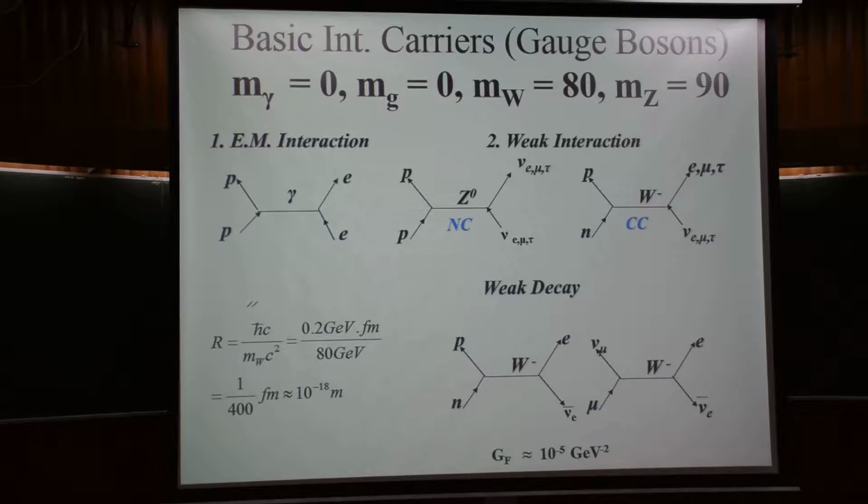Let us have a feel why the neutrino interactions are so weak. This is because of the mass of the exchange particle. The W boson has a mass of 80 GeV, so its range is ħc over the rest energy, M_W c². ħc we saw is 0.2 GeV Fermi, over 80 GeV, so it will be 1 over 400th of a Fermi. That means 10 to the power minus 18 meters.